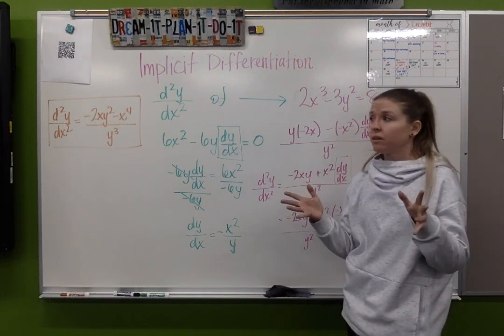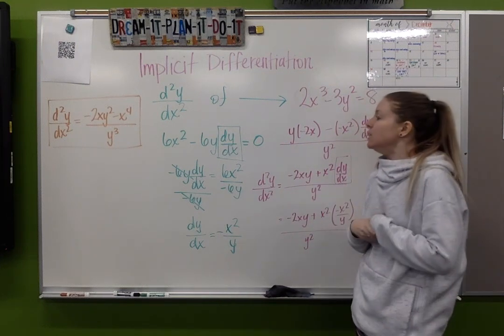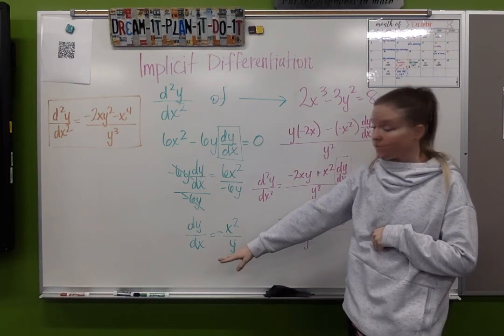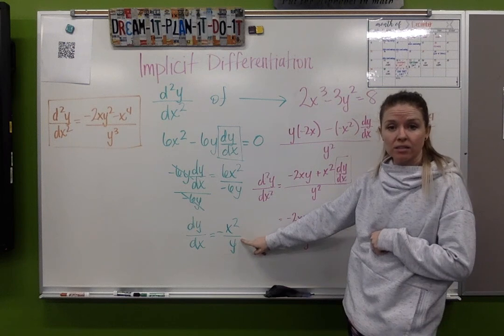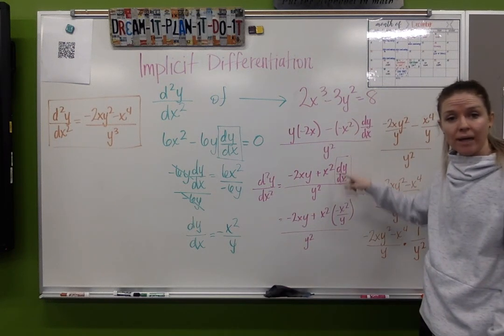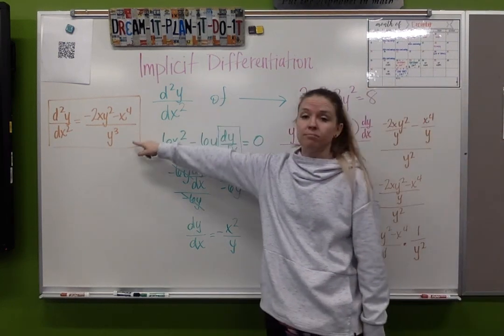As long as we're familiar with what we're doing. Someone just drove by, super loud, scared me. Okay? To find the second derivative, we take the first derivative, isolate our dy dx, take the derivative again, and if we end up with this dy dx, we just make the substitution and then fully simplify.